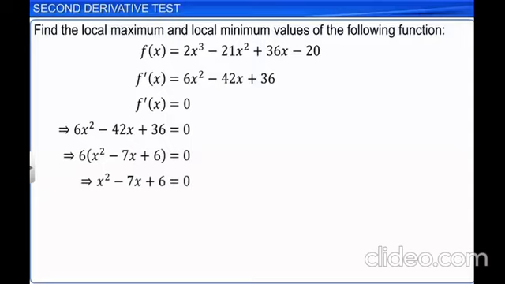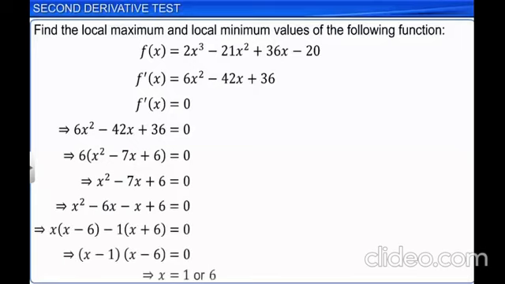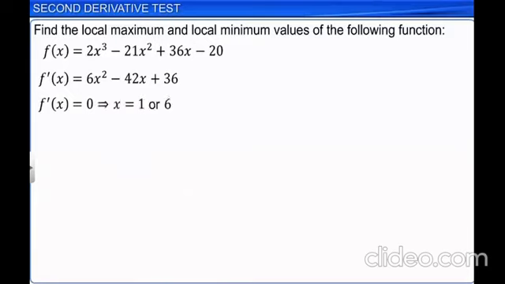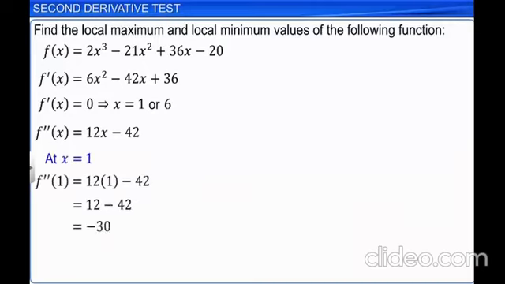Now, we will find the second derivative. The second derivative of f is equal to 12x minus 42. The value of the second derivative of the function at x equal to 1 is minus 30. This shows that the second derivative of f at 1 is negative. Hence, the function has local maximum value at x equal to 1. Hence, the local maximum value of the function is minus 3.